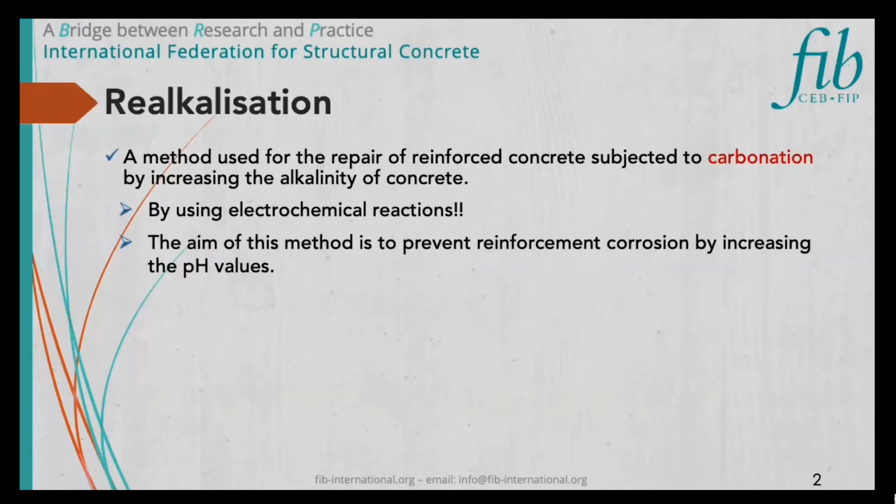First, I begin with realkalisation. It's an electrochemical method used for the repair of reinforced concrete that is subjected to carbonation. The aim of this method is to prevent reinforcement corrosion by increasing the alkalinity of concrete. In other words, increasing the pH value of concrete.